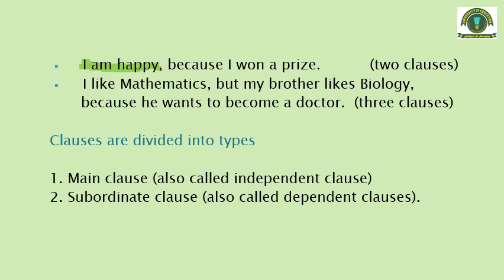It has another clause. I is a subject. Won a prize is a predicate. So in this sentence we have two clauses. I am happy and I won a prize. Two subjects, two predicates. Let's look at the next example.